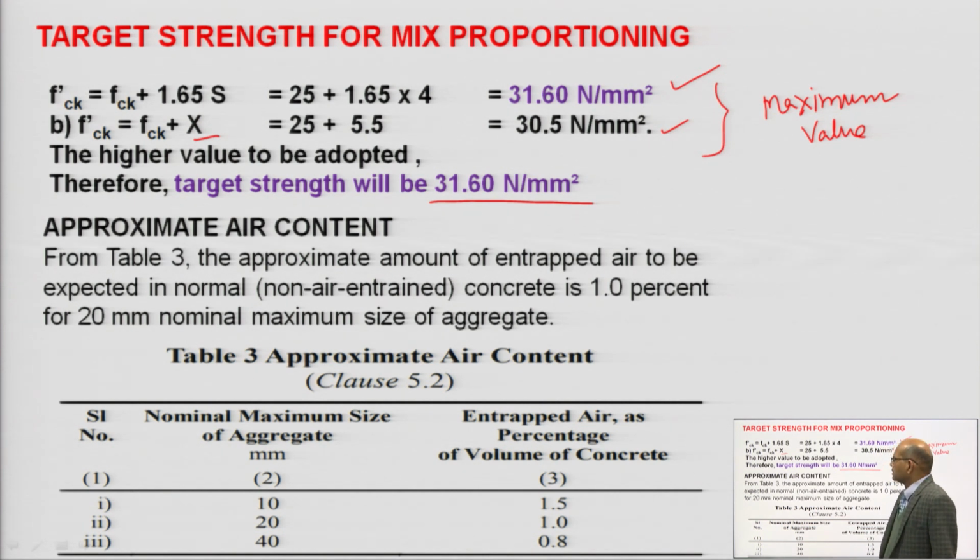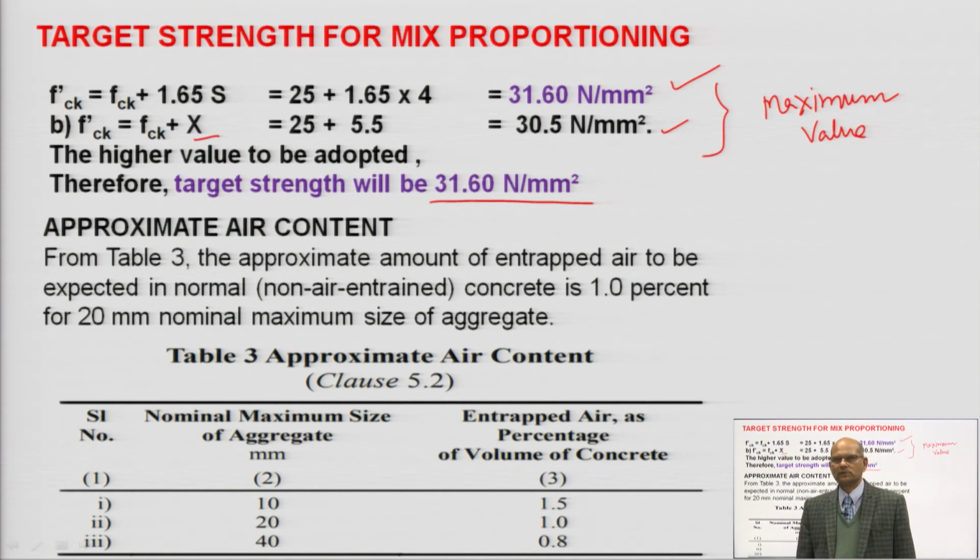Now the approximate air content. Whatever means you adopt, there will always be entrapped air. How much will be the air content? That will depend on the size of aggregate, whether it is a 10 mm down size aggregate, 20 mm down size aggregate or 40 mm down size aggregate. The air content in the concrete will change. If you have a lower size of aggregate, then air content, entrapped air, will be more, and if the size of the aggregate is more, then in that case this value will reduce.